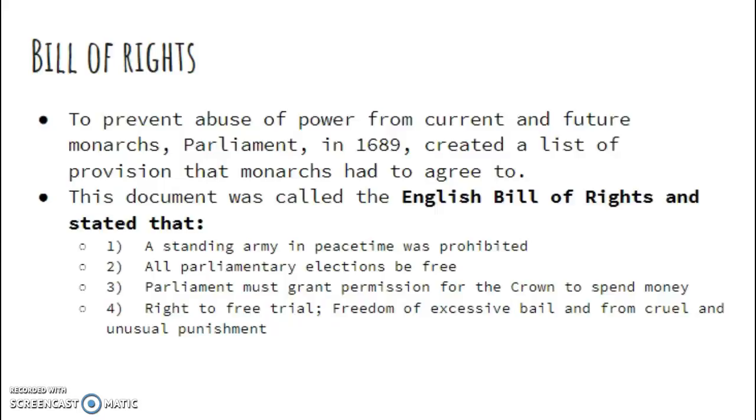And I'm sure you recognize some of those elements, especially the freedom of excessive bail and from cruel and unusual punishment. Those are elements that we actually have in our Bill of Rights. Also, it's just important that you understand that our nation was built on, changed, and added to various ideas and institutions that settlers brought here from England. Still, much in American government and politics today is based on these early English ideas.